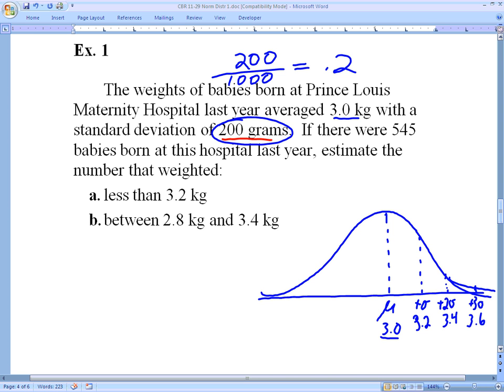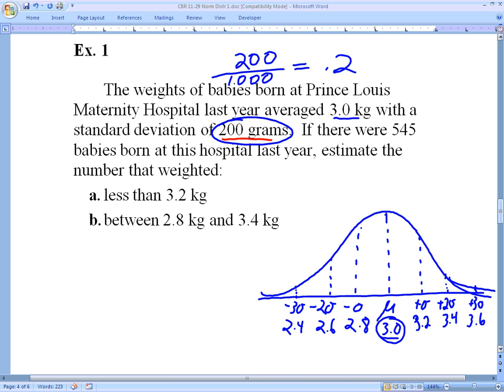Going in the other direction, if I take away one standard deviation, right about here, I would take away from the mean, again, 3.0, take away 0.2, I have 2.8. And then I could go again minus 2 standard deviations, and I have 2.6. And last but not least, take away 3 standard deviations from my mean, and I'm left with 2.4, all of these being kilograms.